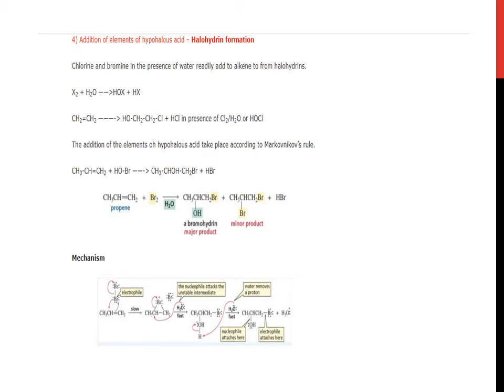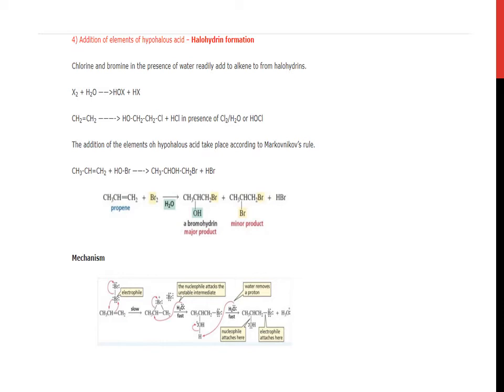X2 when it reacts with water gives HOX and HX. When alkene CH2=CH2 undergoes halohydrin formation, it gives OH CH2 CH2Cl and HCl. The addition of elements of hypohalous acid takes place according to Markovnikov's rule.